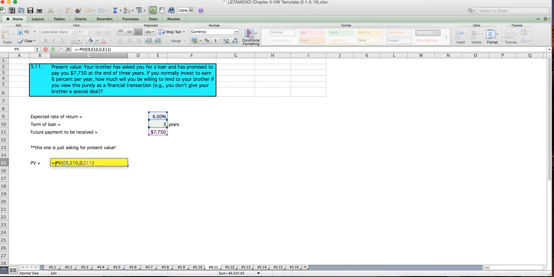So you do negative present value because it's money out. That's what we're trying to solve for, and the answer comes out to $6,507.05. So if we're looking at a rate of return of 6% over a period of 3 years, and at the end you're hoping to get $7,750, the amount that you should be willing to lend to your brother is this amount, the 6,507, and then you'll get your 7,750 back if your brother pays you back.